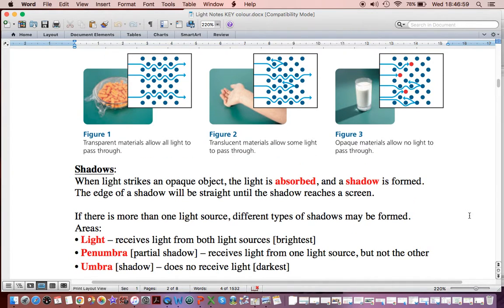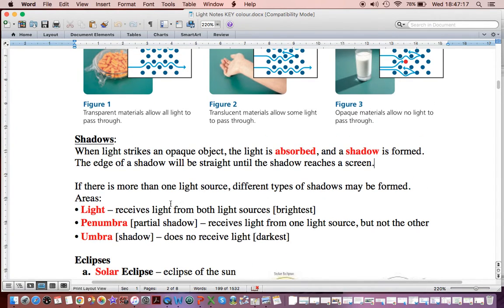Now, when light hits an opaque object, the light is absorbed. Some light might be reflected, but we're not interested in that in this section. We're interested in the fact that we can get a shadow. The light's blocked, so on the far side of the object, no light is going to reach it.